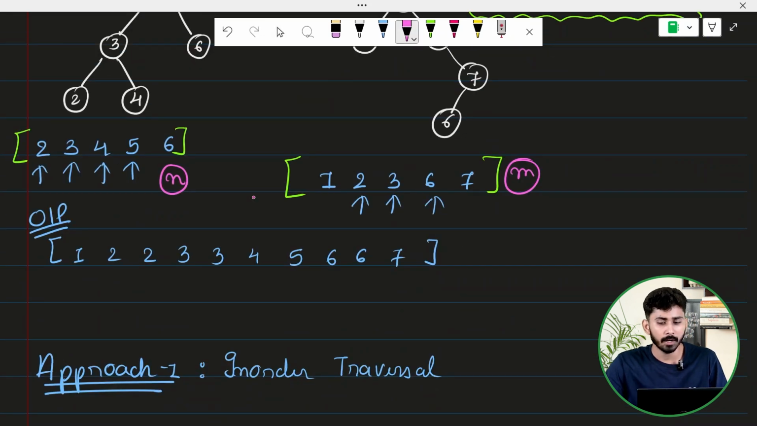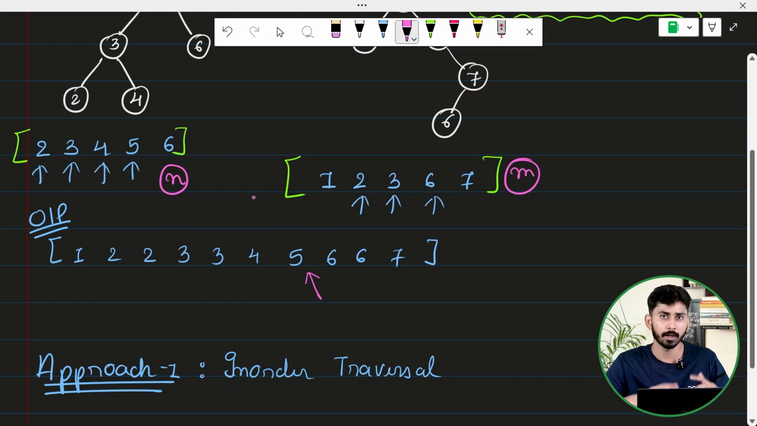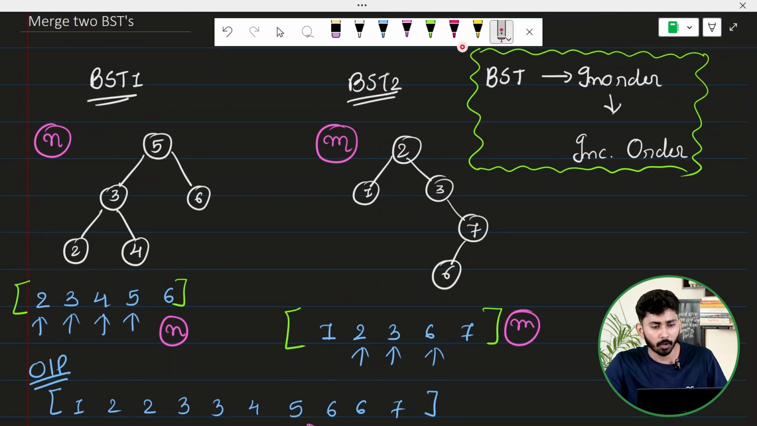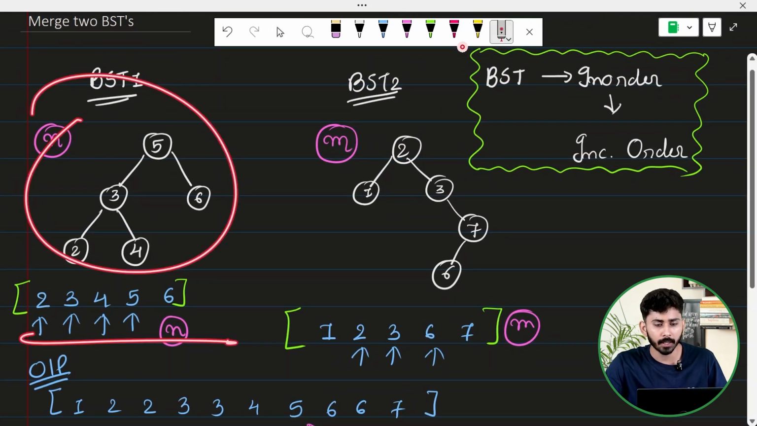So extra n and extra m space is occupied, and for storing this entire list I will need a larger list. That list will also be of size n plus m. Now to traverse all of BST1, it will take order of n time. To traverse all of BST2, it will take order of m.